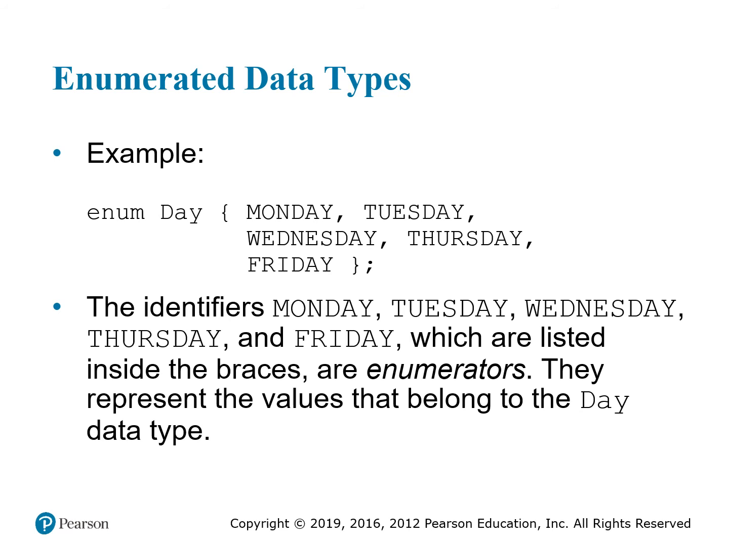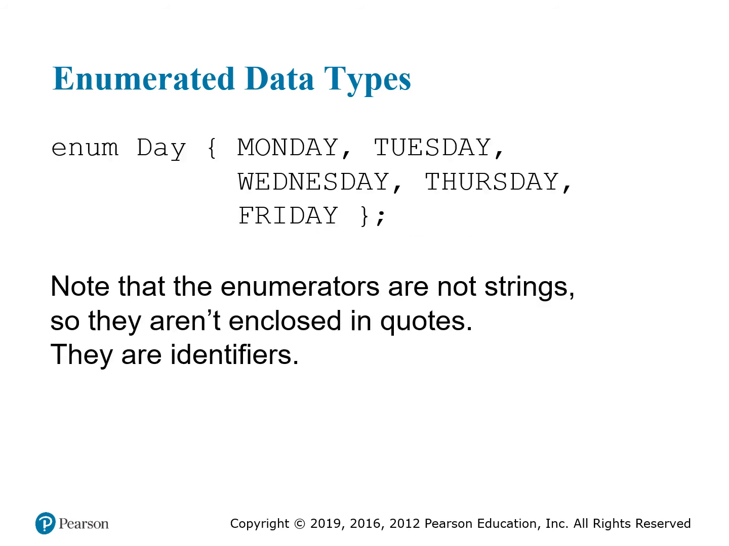So the identifiers, Monday, Thursday, those are enumerators. They enumerate, they count out the possibilities for the day data type. Okay, note that these are not strings, so they're not enclosed in quotes. These act like integer constants. Monday has now become a named constant that holds a value of the first day, or the 0th day, actually. As with everything else in C++, we start counting with 0.